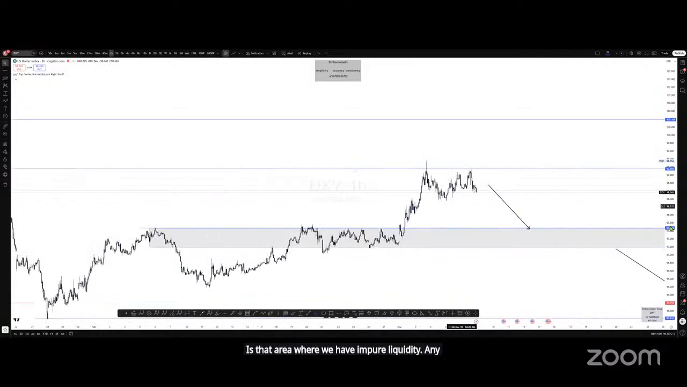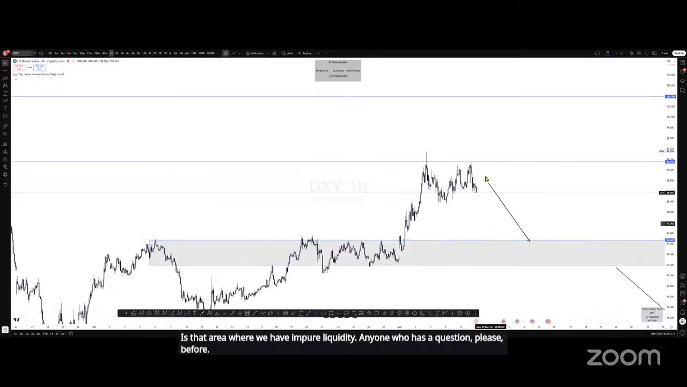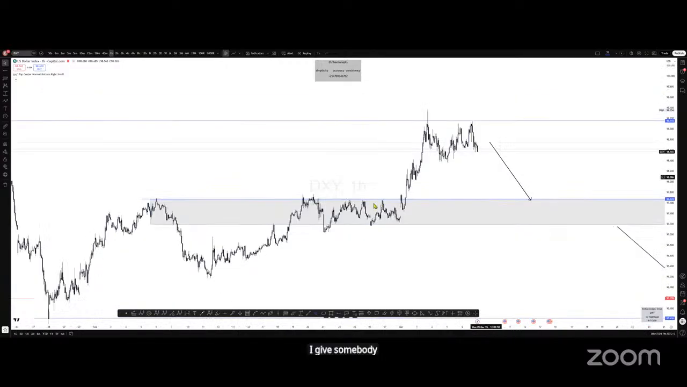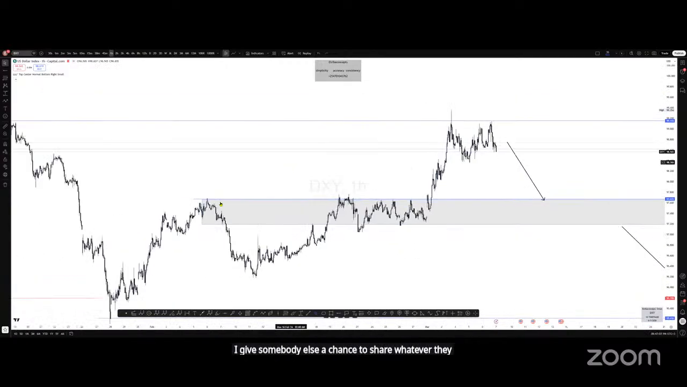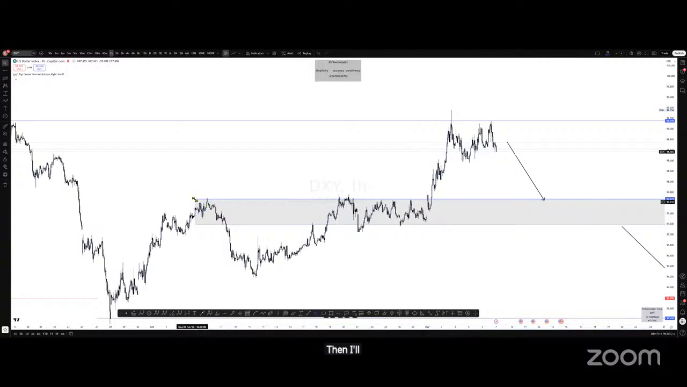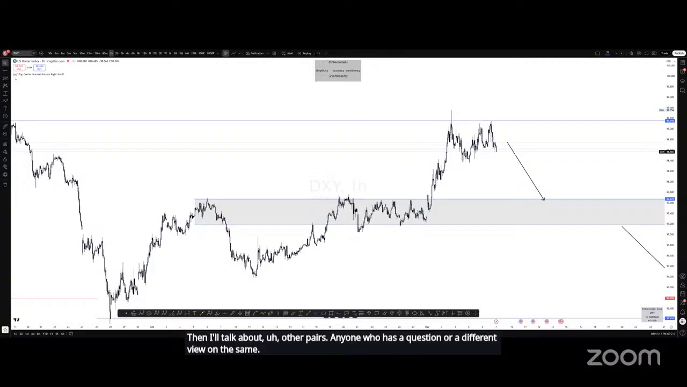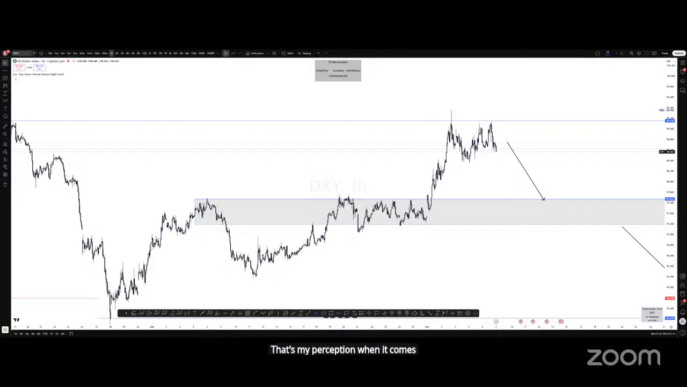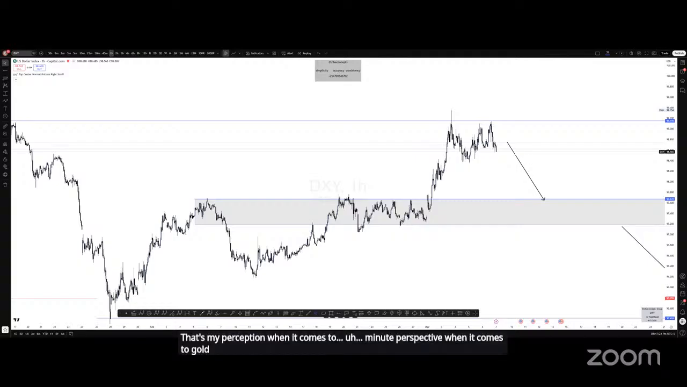Anyone who has a question, please, before I give somebody else a chance to share whatever they have on their end, then I'll talk about gold, then I'll talk about other pairs. Anyone who has a question or a different view on the same, that's my perspective when it comes to gold. Oh, Oswald, you're here. All right.